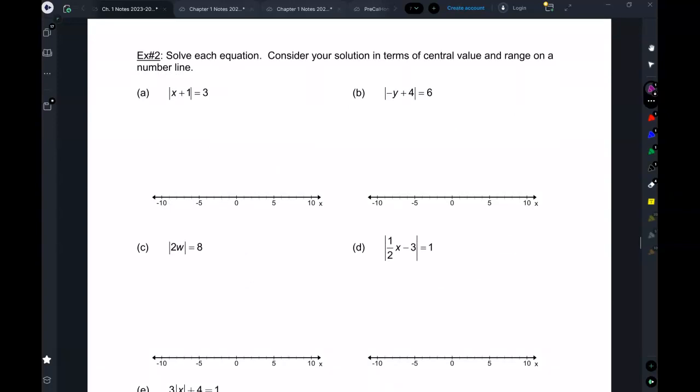All right, so take a look at this one. You have absolute value of x plus 1 equals 3. So I'm going to split these up. I'm going to do x plus 1 is equal to negative 3. And then x plus 1 is equal to positive 3. Okay, minus 1, x is minus 4. Minus 1, x is 2.